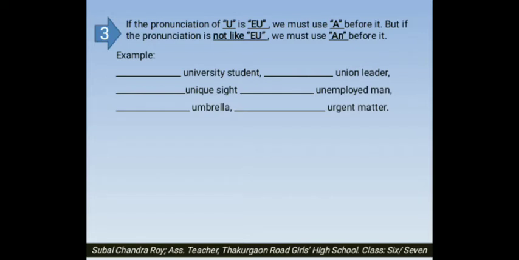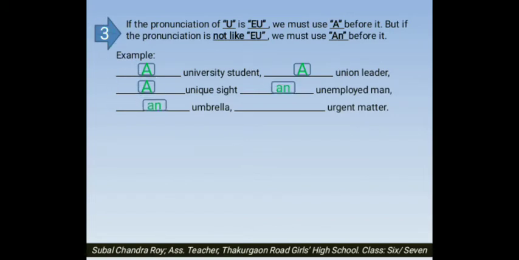Dash university student. Here "u" is used as "yu", so we have to use "a" before it. A university student. And next is union leader, so a union leader. And next is a unique site. A unique site. And the next word is unemployed man. An unemployed man.